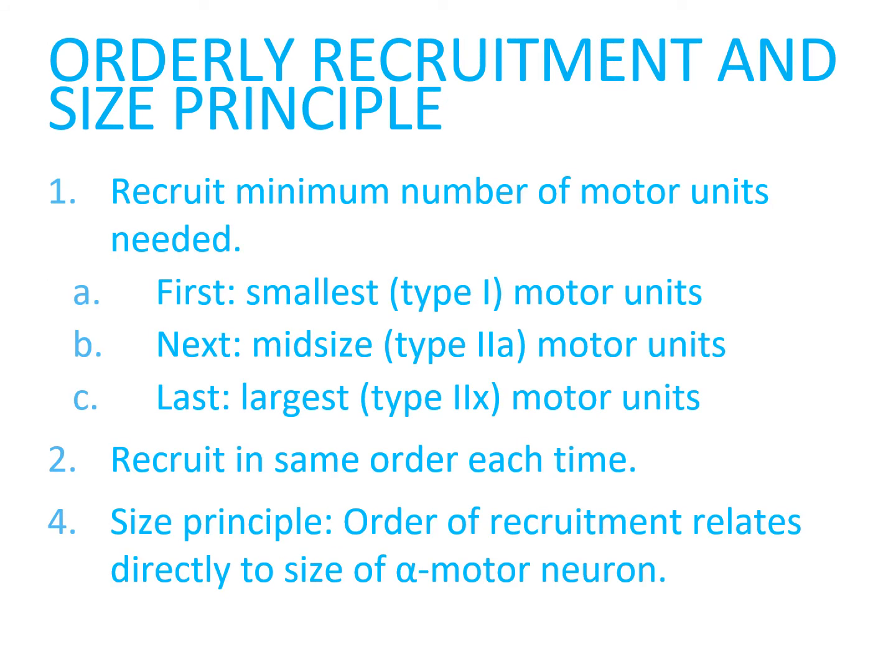Also, when we go to recruit these, we use something called the size principle. Whenever we participate in physical activity, we want to recruit the minimum number of motor units required for that particular movement. So first, we will recruit our smallest type 1 motor units. Then we will go to our mid-sized type 2A motor units. And then we will go to our largest type 2X motor units. And we will always recruit in the same order each time. This is called the size principle. So the order of recruitment is going to relate directly to the size of the alpha motor neuron.